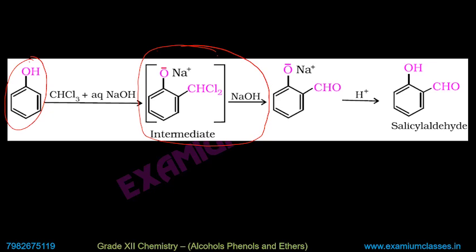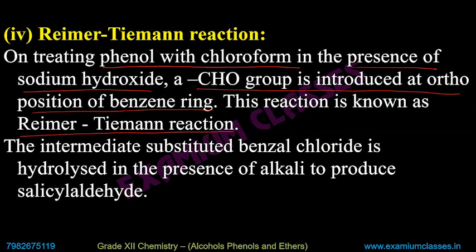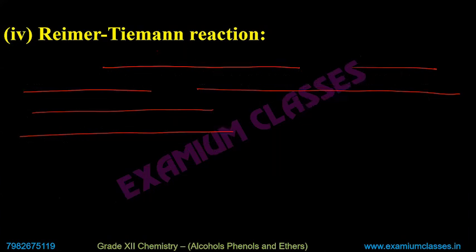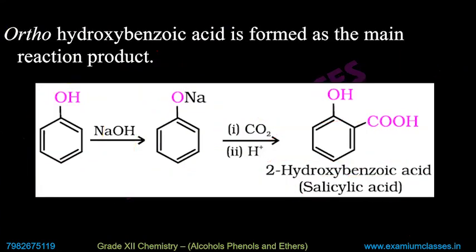Now understand the difference. In Kolbe's reaction, the carbon is introduced by carbon dioxide, and that is the second step. The carbon of COOH is introduced by carbon dioxide in the second step. The first step is just NaOH, which gives you sodium phenoxide.